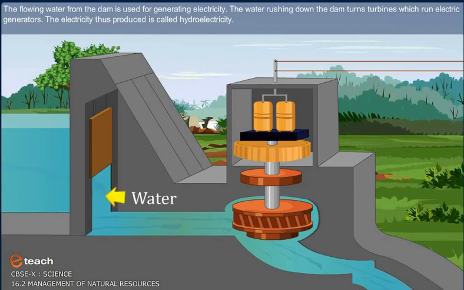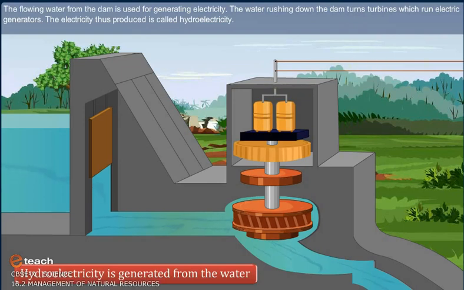The flowing water from the dam is used for generating electricity. The water rushing down the dam turns turbines which run electric generators. The electricity thus produced is called hydroelectricity.